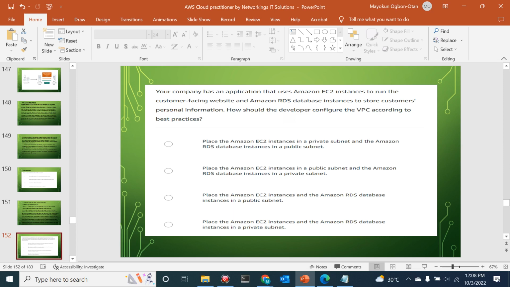Okay. So your company has an application that uses an Amazon EC2 instance to run the customer-facing website, and an Amazon RDS, Relational Database Service, instance to store customers' personal information. How should the developer configure the VPC according to best practices?